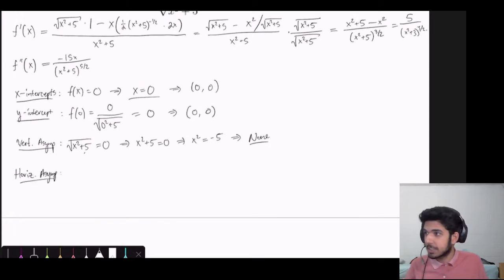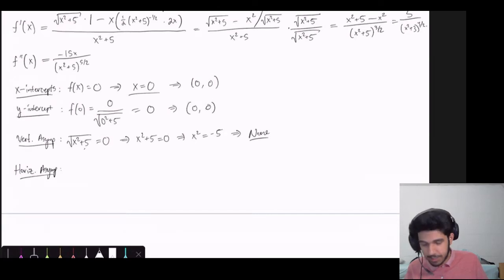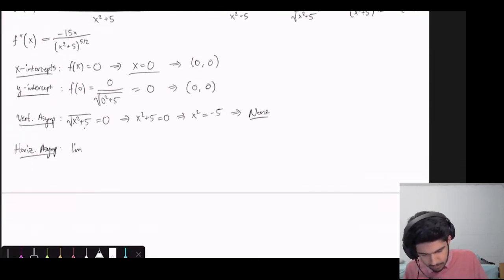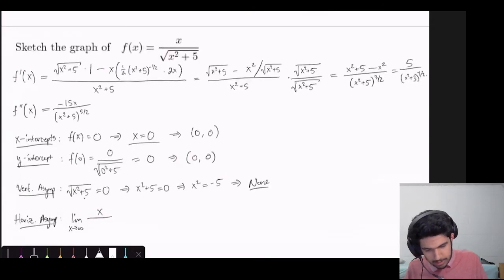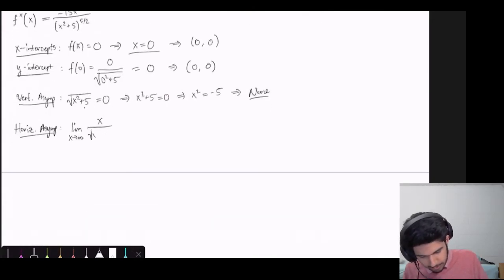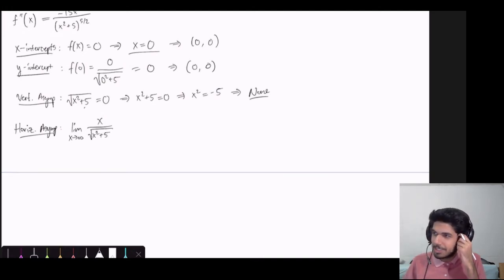For this, we want to take the limit as x approaches infinity of f of x. So I'll write it out. Square root of x squared plus 5. Okay, so how are we going to do this?